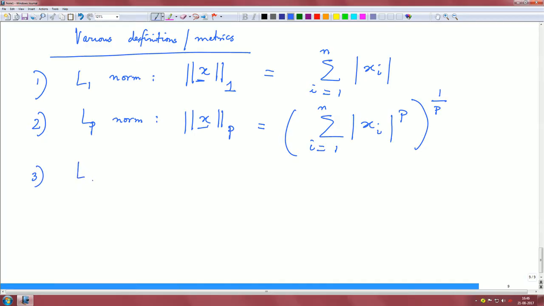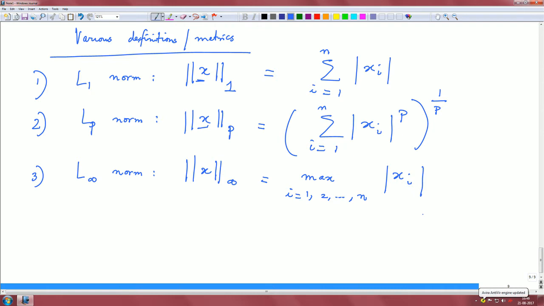Now, we do this, we get to the L infinity norm, which is basically the maximum over i equals 1 to n of the absolute value of xi. So, these are the definitions, right. Look at all the coordinates, take the absolute value of each, and the maximum over them is the L infinity norm.